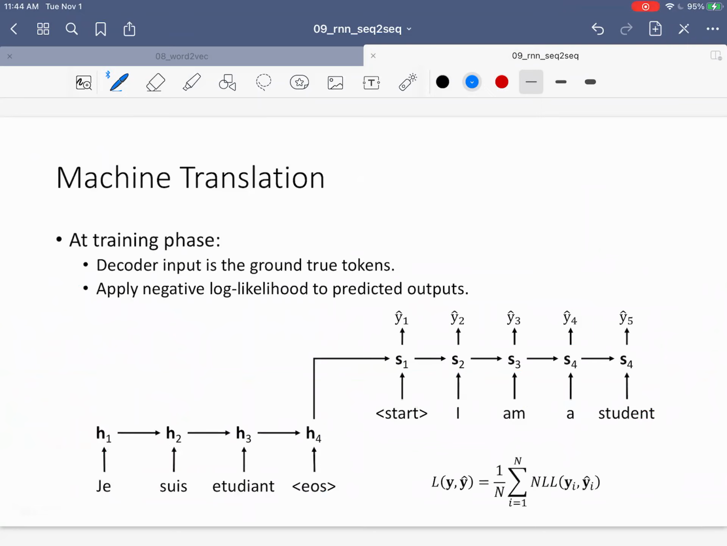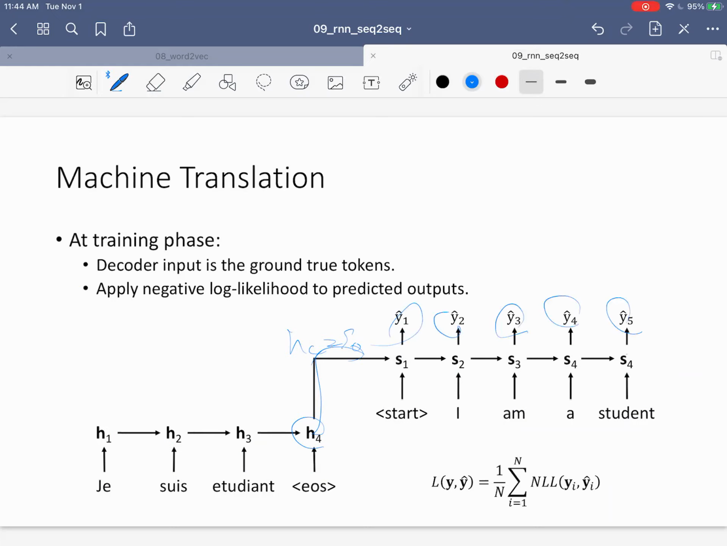Right, so the whole thing is trained end to end, because H4 is copy pasted as S0. So once you have 5 loss functions, 5 cross entropy losses, you can use them to backpropagate.